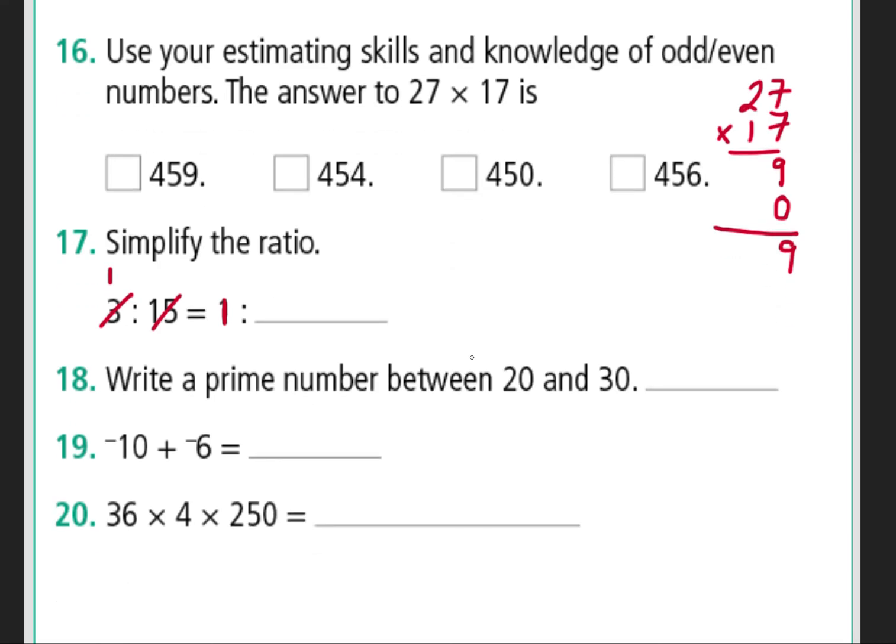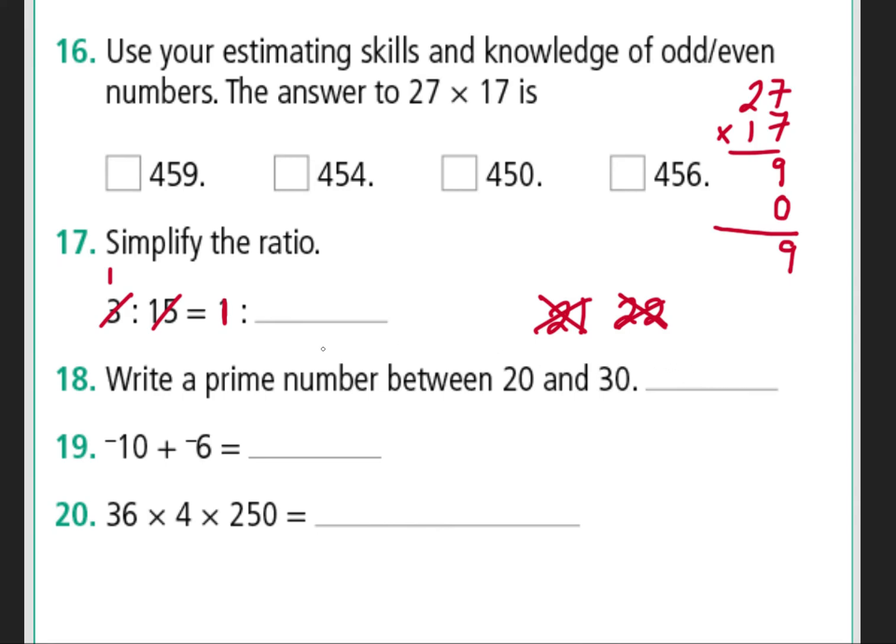Number 18, write a prime number between 20 and 30. Now the prime numbers can only be divided by themselves and 1. So 21 is not a prime number because you can divide it by 7. 22 is not a prime number because you can divide it by 11. Okay, so keep going and find a number between 20 and 30 that you can only divide by itself and 1.